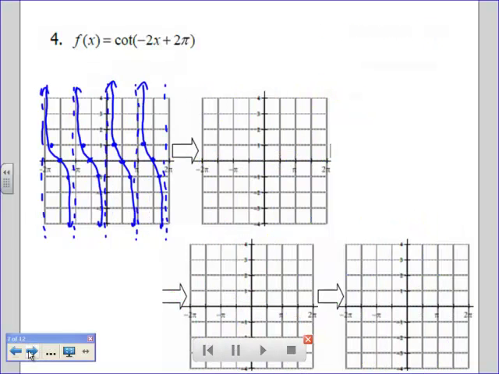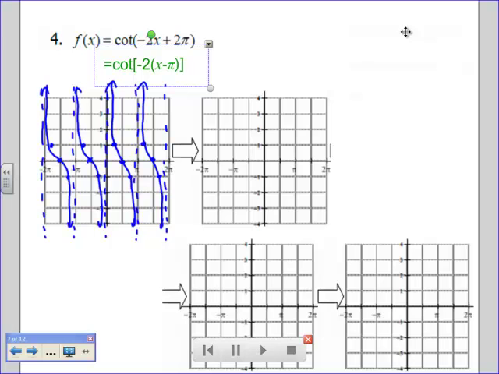Final example is example 4. Example 5 we'll do tomorrow for practice. Cotangent of negative 2x plus 2 pi. You've got a b value and a c value represented, which means that we have to factor before we can move on. So if you factor out the coefficient of x, that negative 2, you should get the cotangent of negative 2 times the quantity x minus pi, which is going to change what these transformations are going to look like.